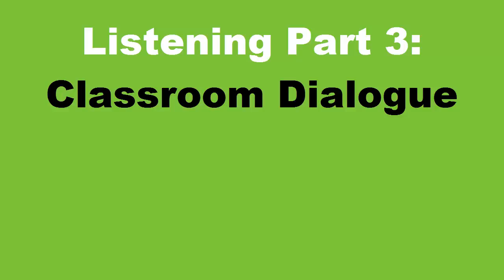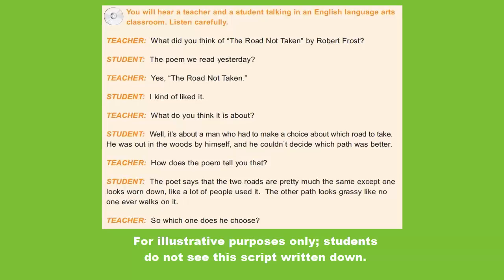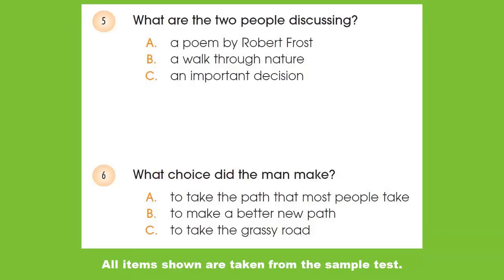Listening part 3 involves classroom dialogue. Students listen to a classroom dialogue between a teacher and a student or between 2 students. They answer questions about the main ideas and details of the conversation. There are 3 questions for each dialogue, and it is not broken up. So the students listen to the dialogue running, they look at the questions, and then they answer them.